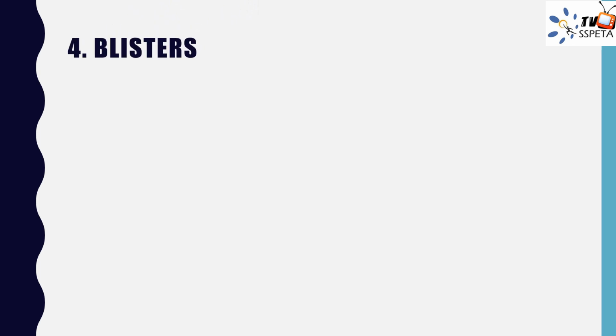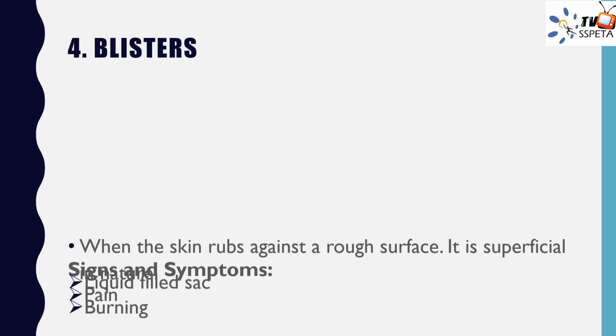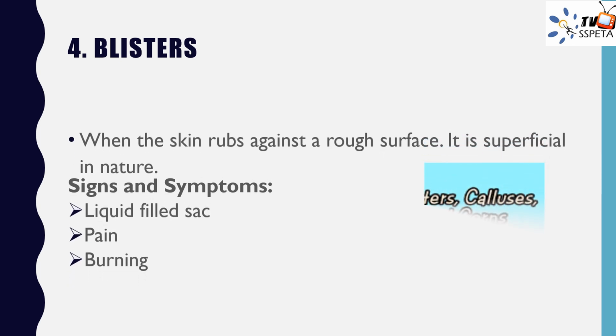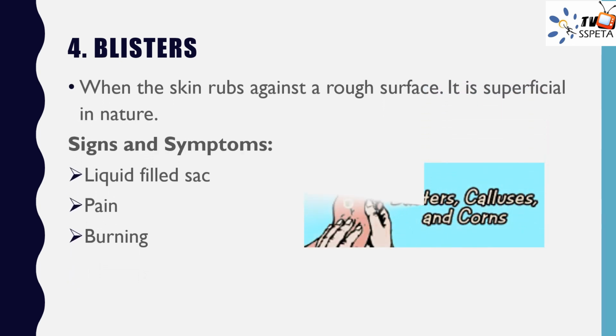4. Blisters. It occurs when the skin rubs against a rough surface. It is superficial in nature. Its signs and symptoms are liquid-filled sac, pain, burning.